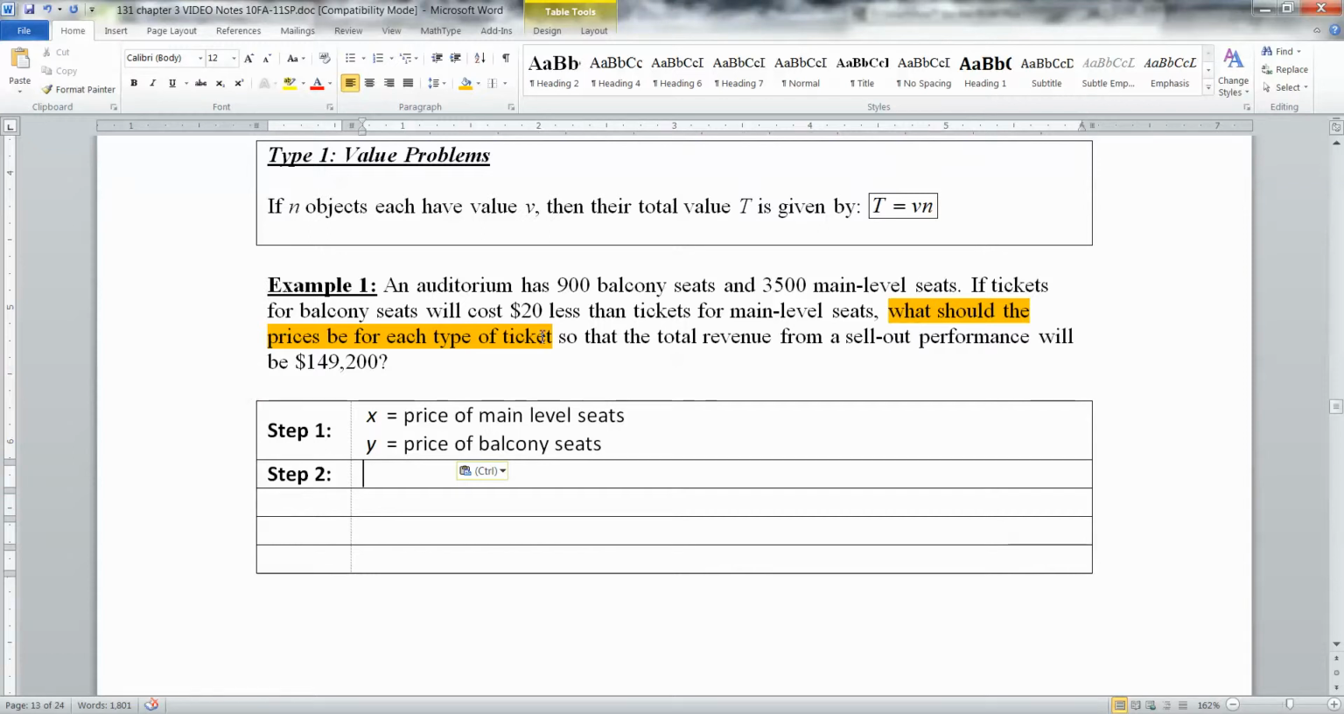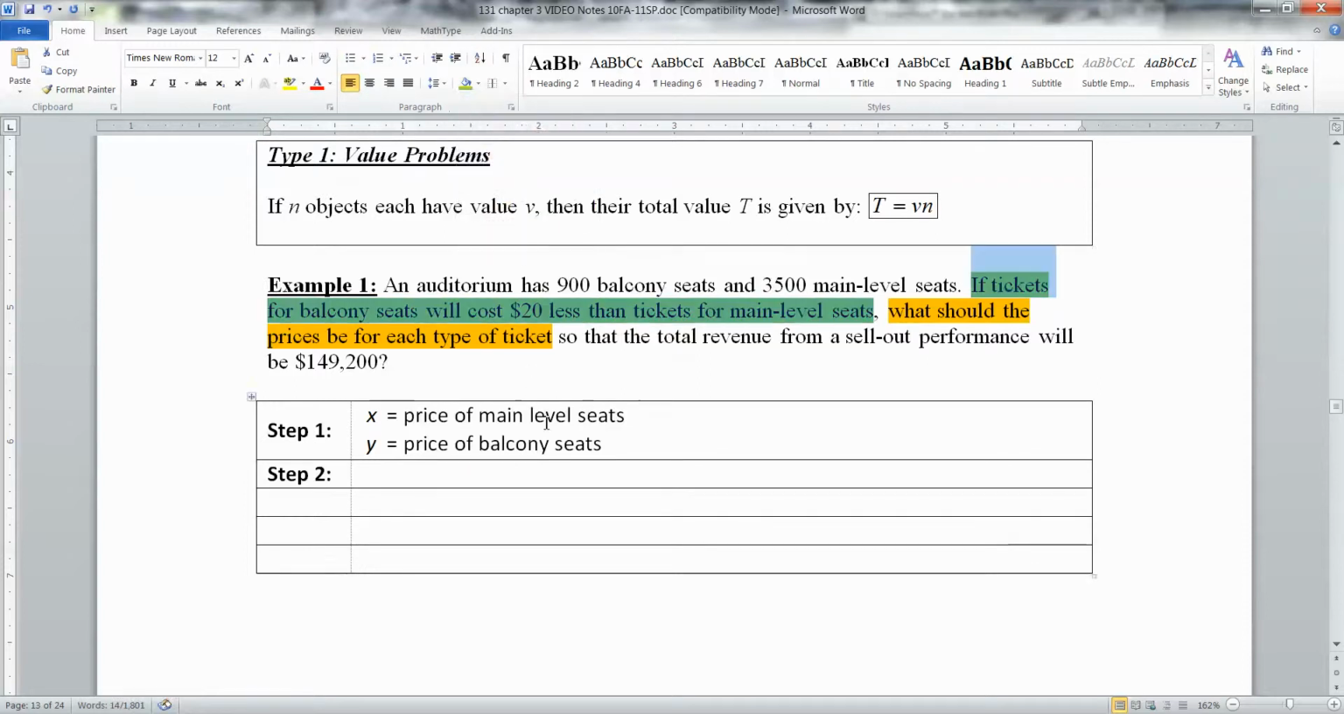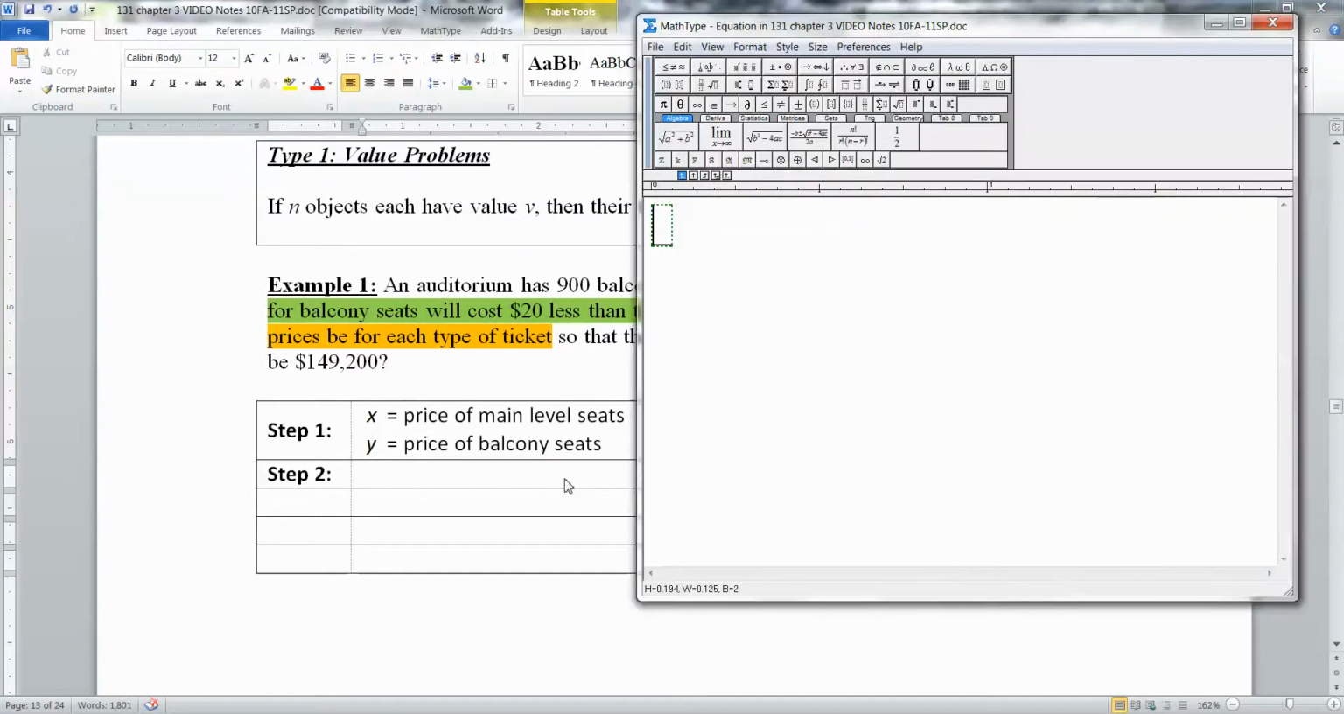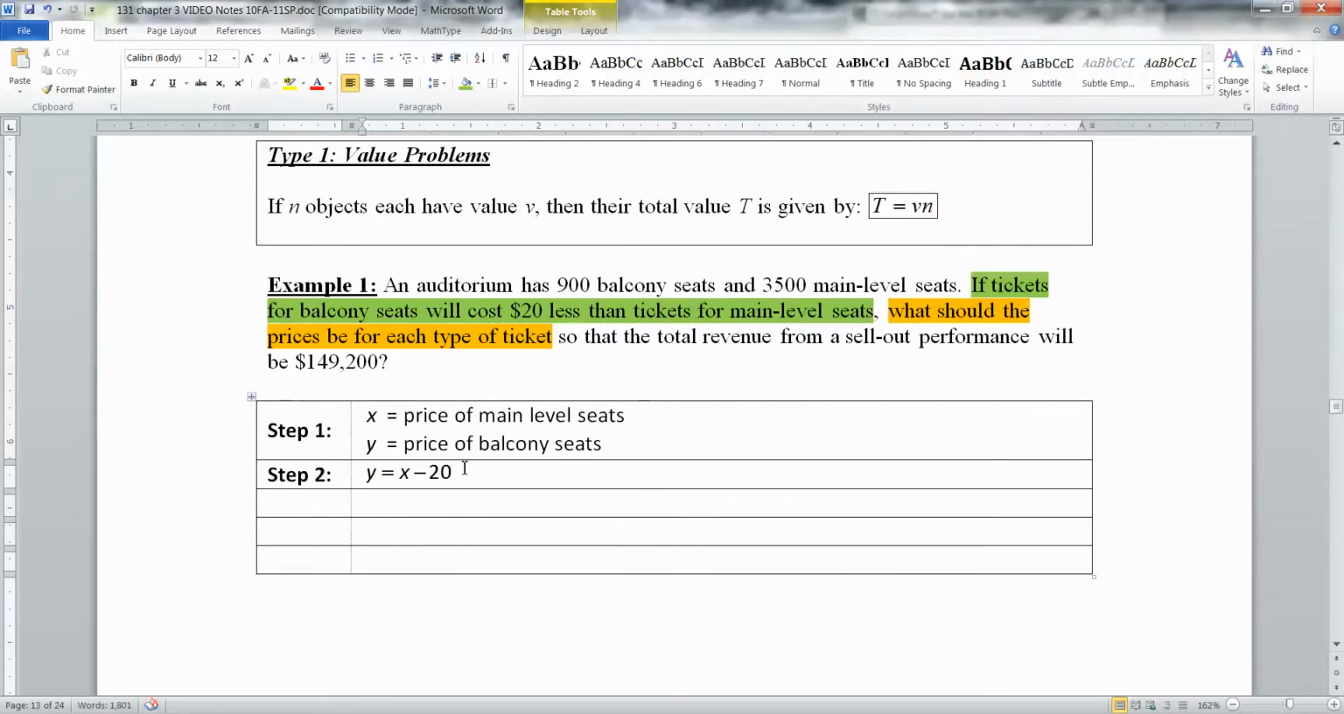All right, so let's read this one sentence right here. It says, if tickets for the balcony seats, see that? Tickets for balcony seats will cost less than tickets for main level seats, $20 less, right there. That phrase is giving you one of the equations. It's telling you that your tickets for your balcony will be equal to $20 less than your tickets for the main level. So that's x minus 20.